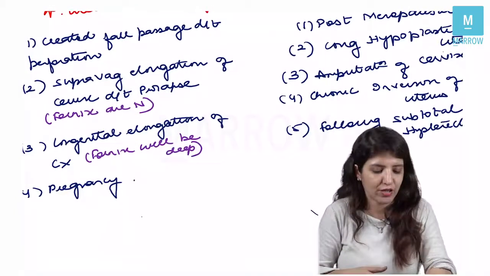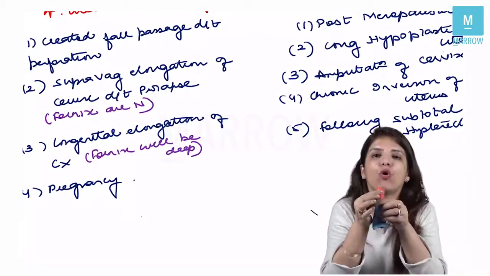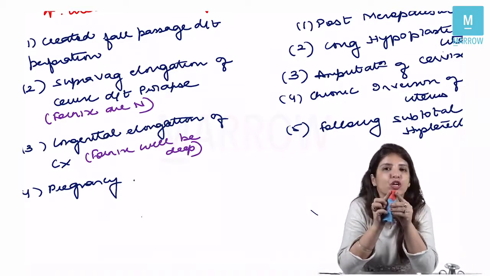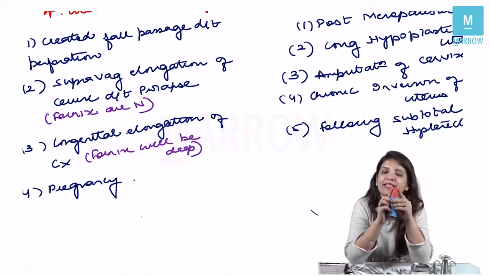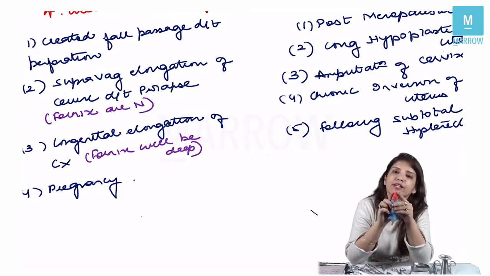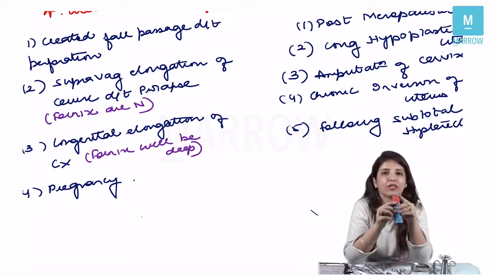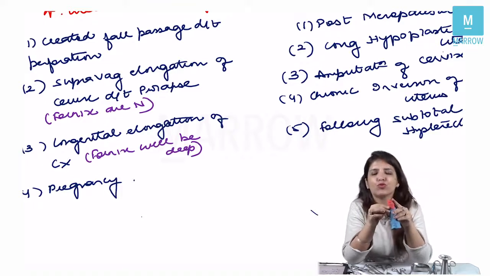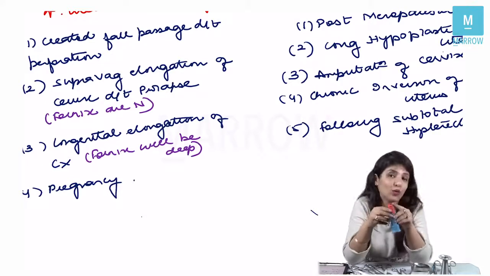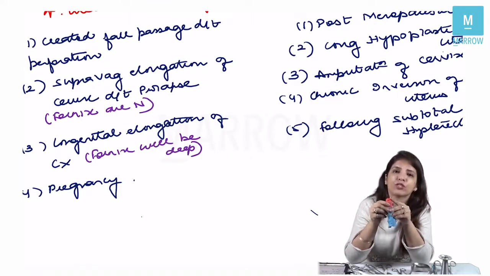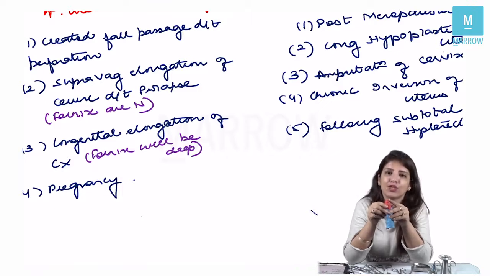Or suppose if there is supravaginal elongation of the cervix. So if supravaginal part of the cervix has elongated, then in that case also the uterocervical length will increase. Or if there is congenital elongation of the cervix, there are few females in whom the cervix is congenitally elongated. Now the moment you are going to say this, the next question which examiner is going to definitely ask you and will be very impressed if you give the correct answer is, how do you differentiate supravaginal elongation of the cervix from congenital elongation of the cervix?